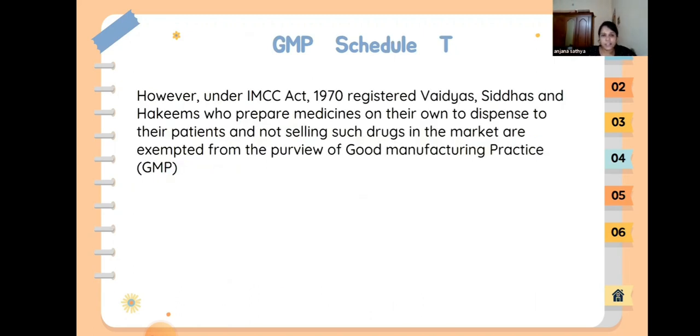Next is the GMP schedule. Schedule T is exempted for the Vaidyas or Hakims who are preparing the medicines to dispense to their own patients, not in bulk. The GMP and the Drug and Cosmetic Act and rules are applicable only to those who are preparing Ayurvedic medicines on a large scale. So for small scale purposes, for dispensing to their own patients, the GMP and the sections included in the GMP are exempted.